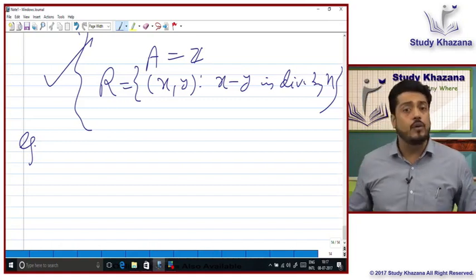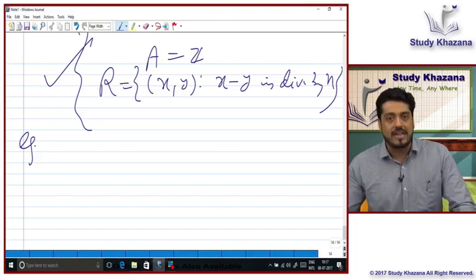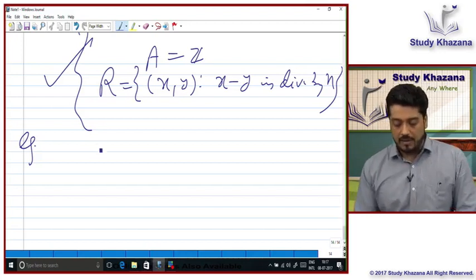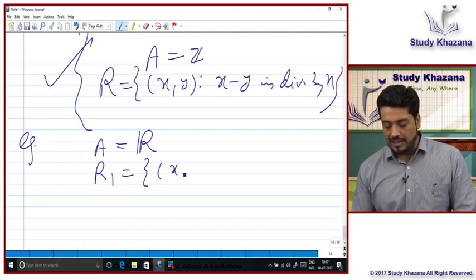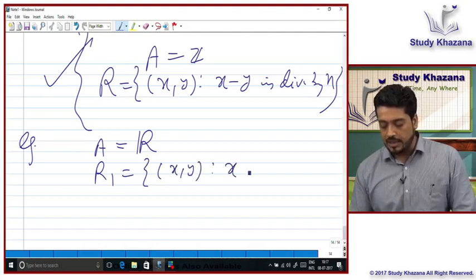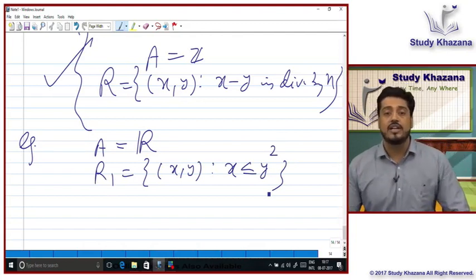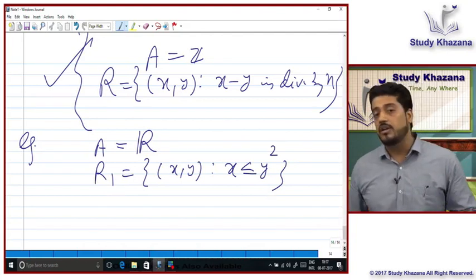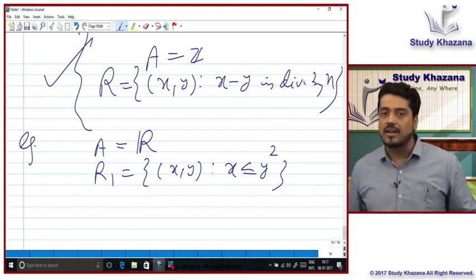Now, there are a few very, very important examples from the board point of view for class 12th mathematics. The first example generally asks: let A be the set of real numbers, and we define a relation R1 as all those (x, y) such that x is less than or equal to y square. Show that this relation is neither reflexive, nor symmetric, nor transitive.